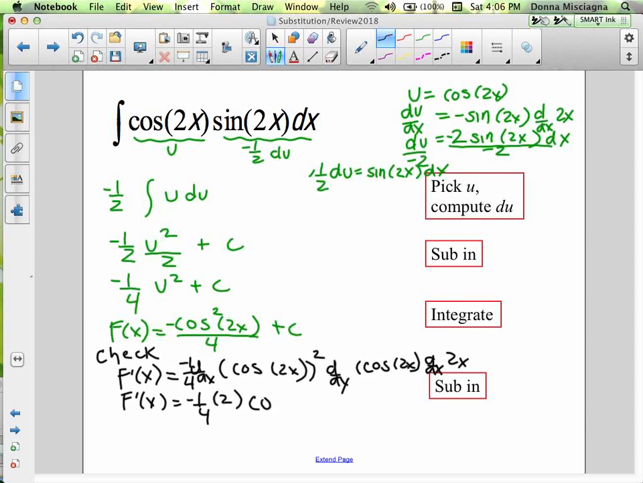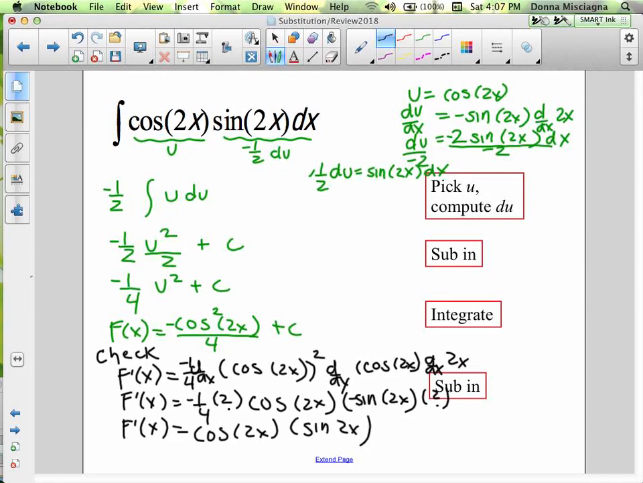So 2 times cosine 2x. And then the derivative of cosine 2x is negative sine 2x. And the derivative of the 2x is 2. So that means f prime of x equals, all right, so the negatives will cancel. I've got 2 times 1/4. So that's going to cancel. All right, and it's just going to leave cosine 2x sine 2x.